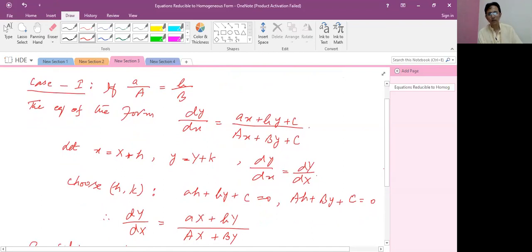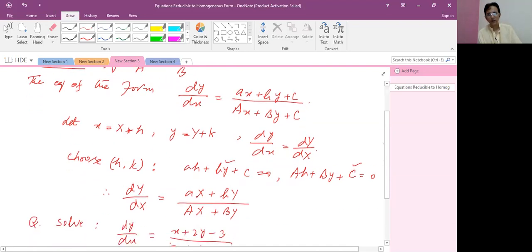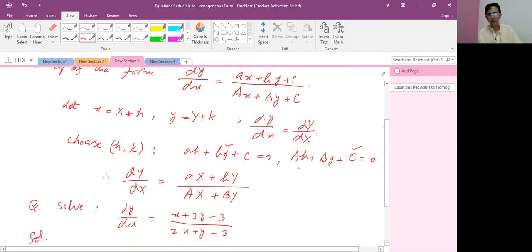There is small dy over dx, which equals d capital Y divided by d capital X. After that, choose h and k, which means we will substitute values of h and k that satisfy this equation, which equals 0. Then this differential equation is converted into this form. That means some values are removed.